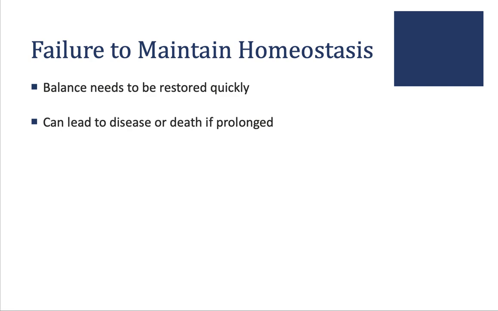If we do not maintain homeostasis, we need to quickly work to restore that balance. If we don't restore that balance quickly, it can lead to disease, or it could even lead to death of the organism if being out of homeostasis is prolonged. So that is a quick overview of feedback loops and why they're important to our body to maintain homeostasis.